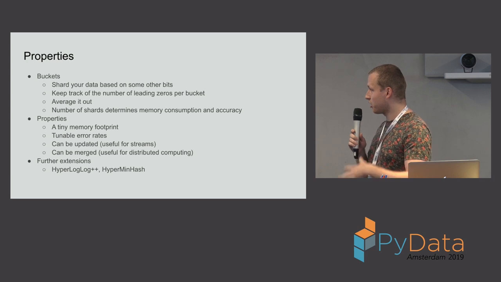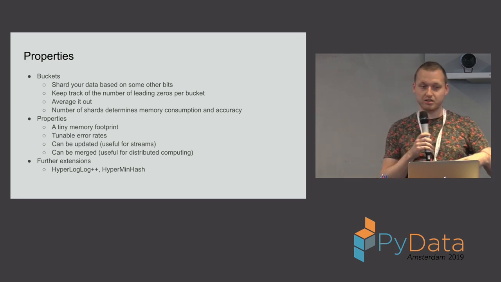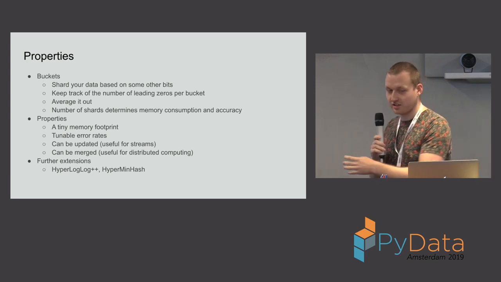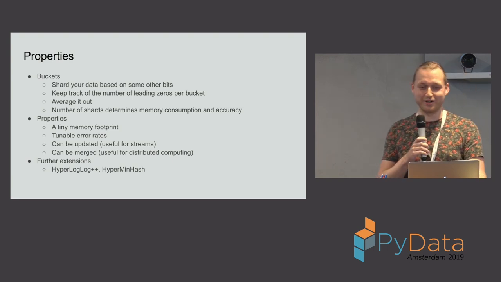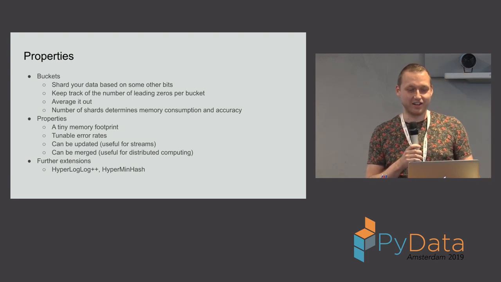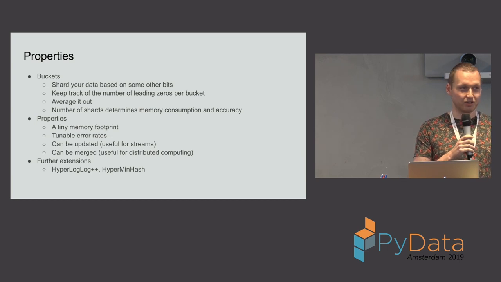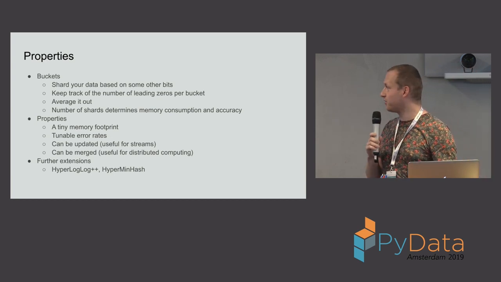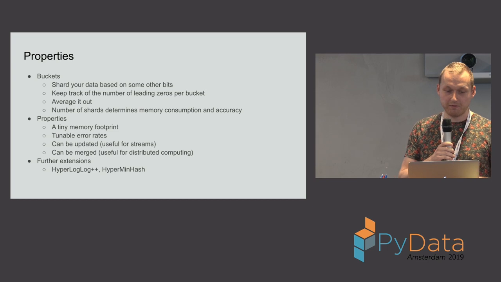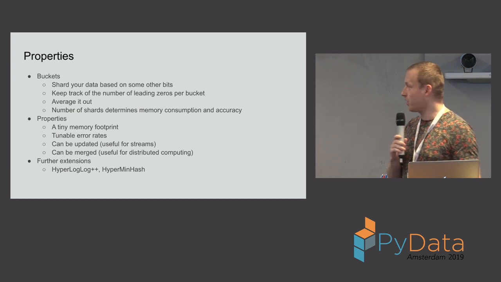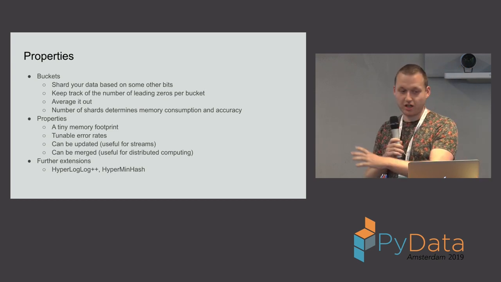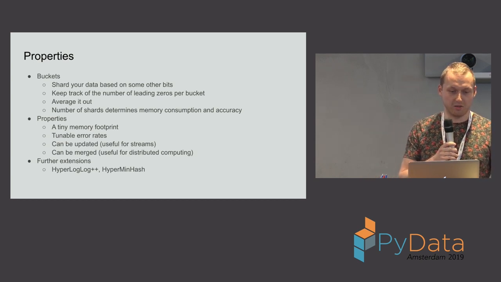So you get what we wanted. So we shard our data into these buckets based on some other bits. That's just a different part of the hash value. You do the same thing. You keep track of the number of leading zeros for each bucket. You average out, not a simple average but a harmonic mean.